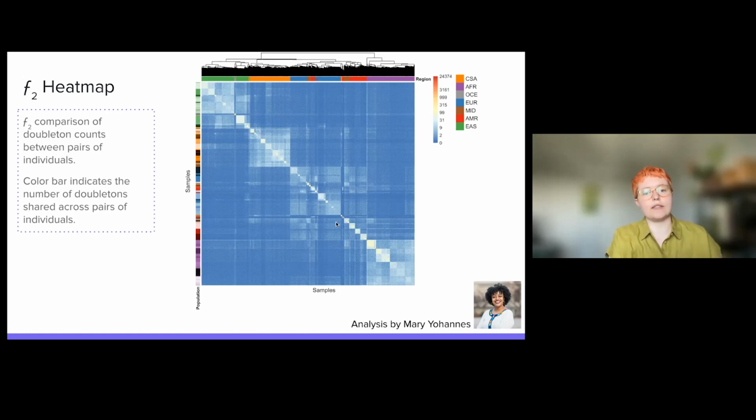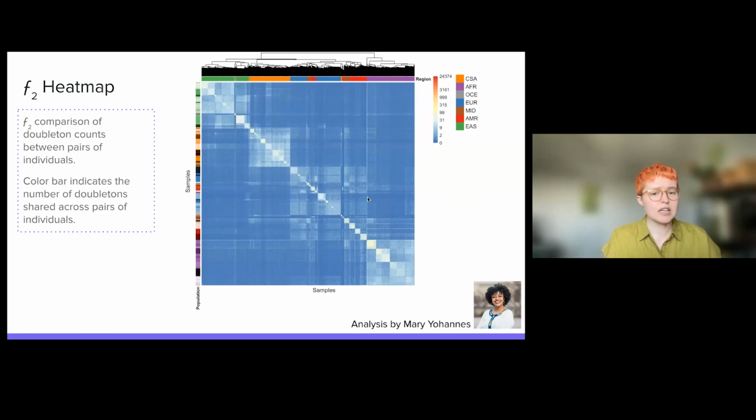And this is comparing, again, the doubleton counts between pairs of individuals. So the column colors here at the leaves of this very clustered dendrogram, these are geographical regions such as African populations, Oceania, European, Middle Eastern. And the rows here show shades, which correspond to regions for specific populations. And there are 78 populations in total across this entire data set.